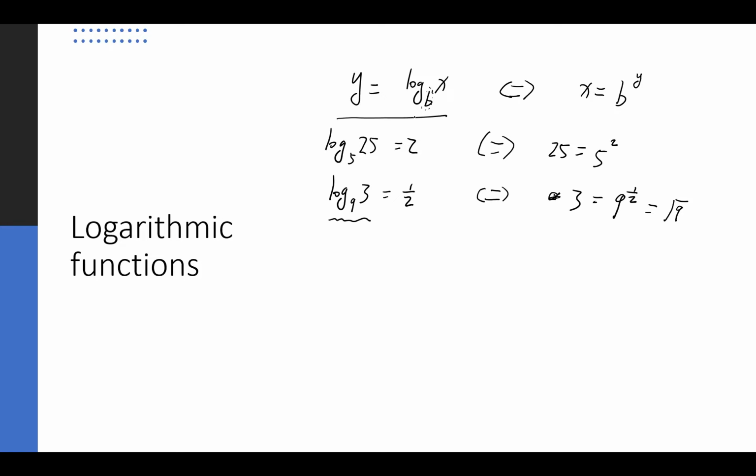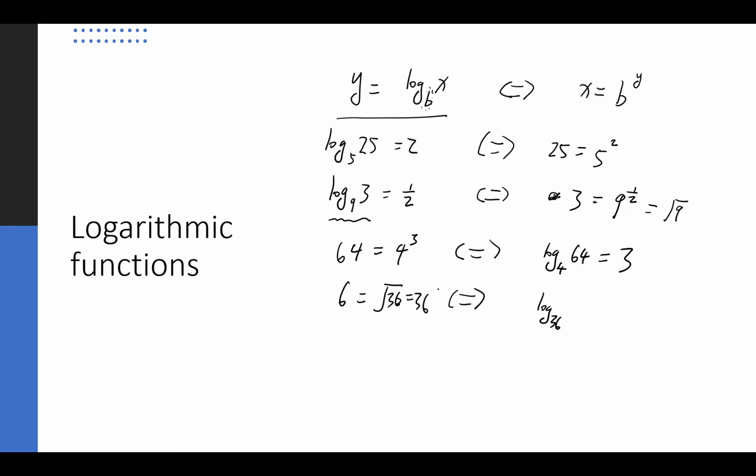We can also do the conversion from exponential form. For example, 4 cubed equals 64, which is 4 to the power of 3. We can convert it to logarithmic form, which is log base 4 of 64. Now 4 is still our base, and we're taking y to x, which is equal to 3. So this is the inverse conversion. Similarly, 6 squared equals 36, so now we can say log base 6 of 36 equals 2.